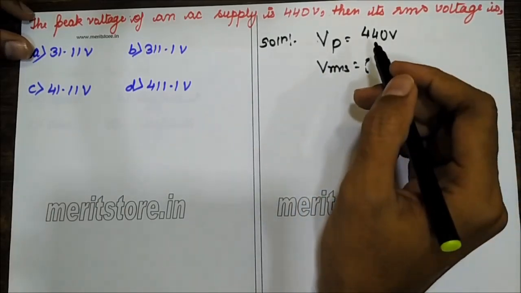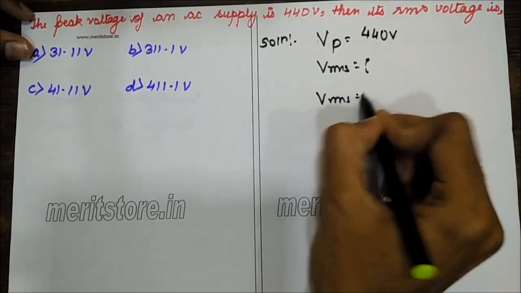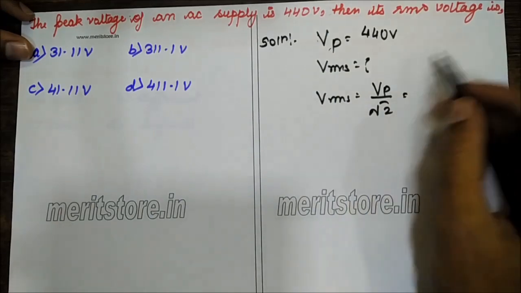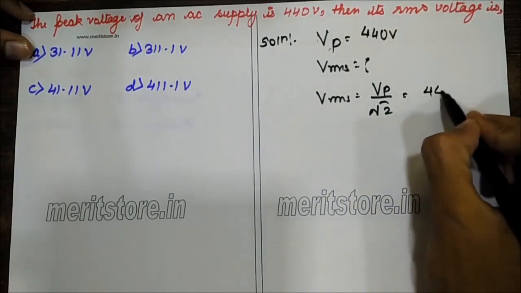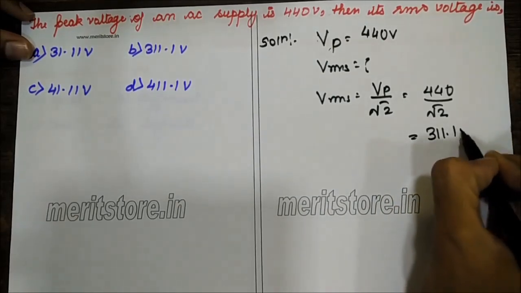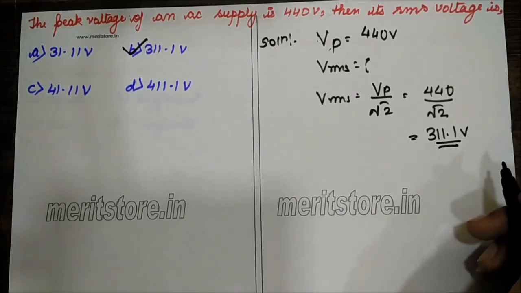The ratio of VRMS to the peak value is, VRMS is equal to VP upon root 2. We can also state that V0 upon root 2. So VP is nothing but 440 upon root 2. Solving, the answer we get is 311.1 volts. So here B is the correct option, 311.1 volt.